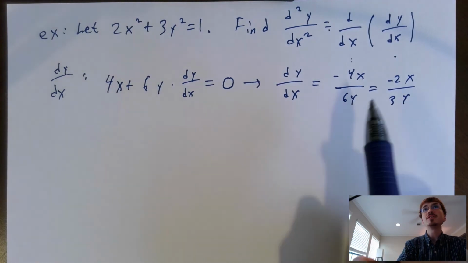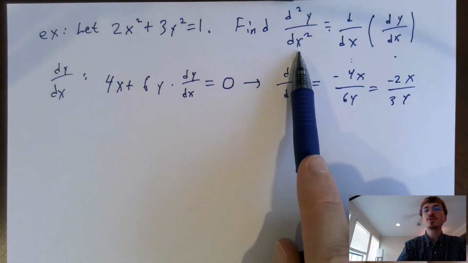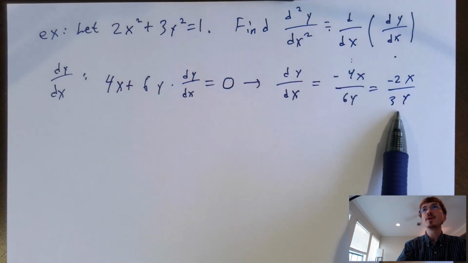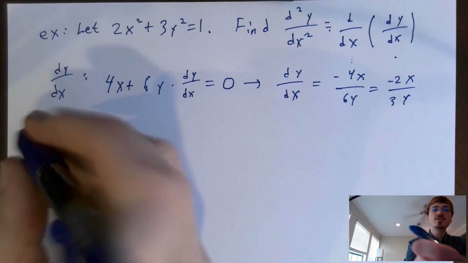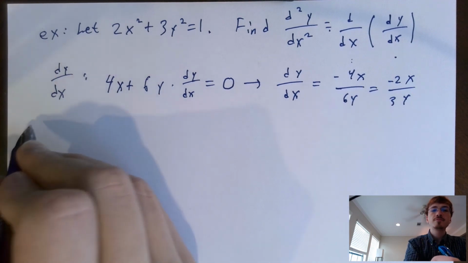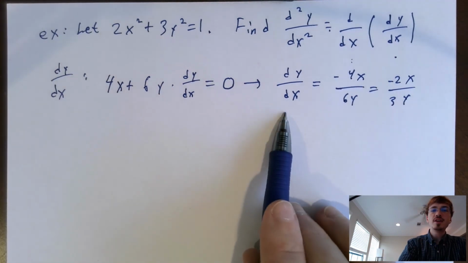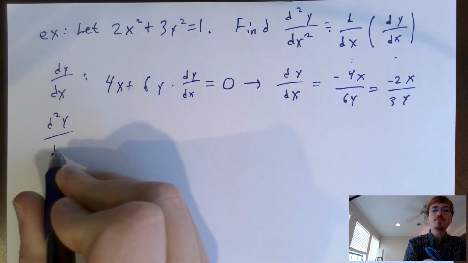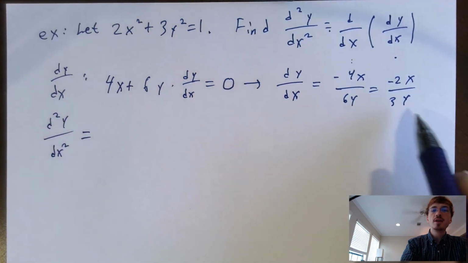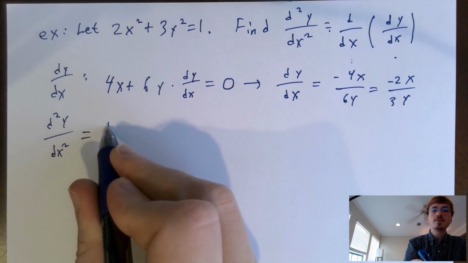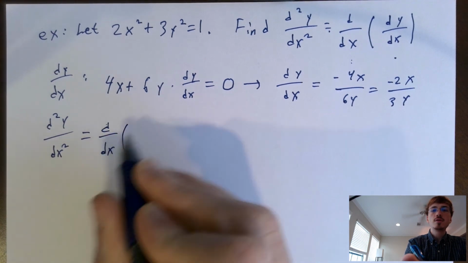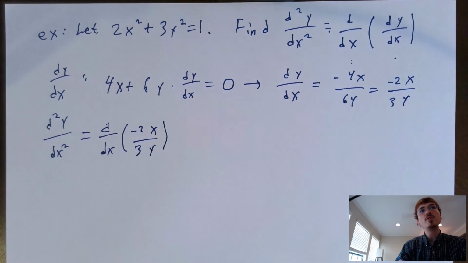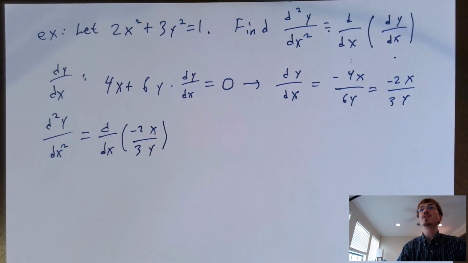But we're not done, because the question was asking for d squared y/dx squared. So we need to take the derivative again of this function with respect to x. So let's do that. Differentiating the left-hand side gives us immediately d squared y/dx squared. And now we need to differentiate negative 2x divided by 3y. And once again, you have the tools to do this. Pause the video, give it a shot.